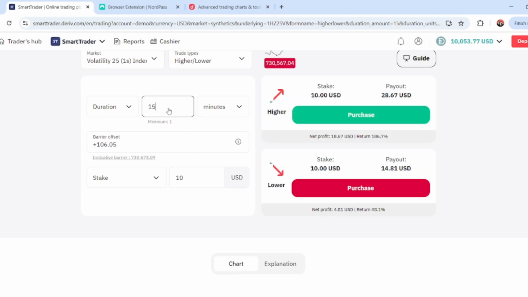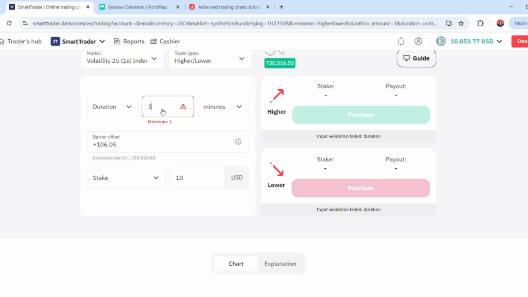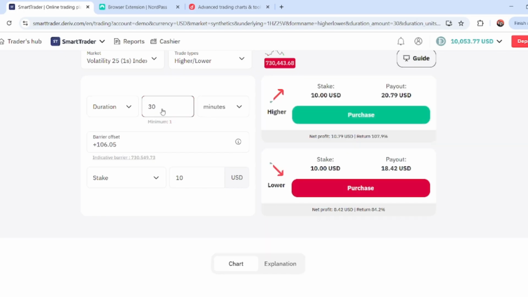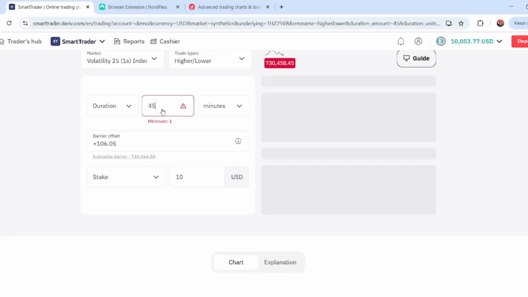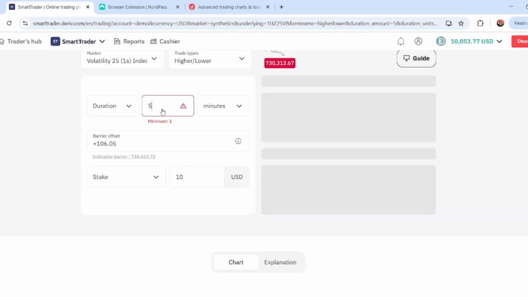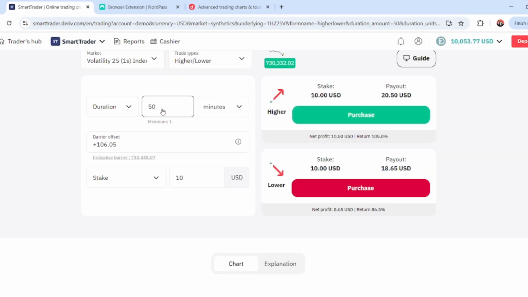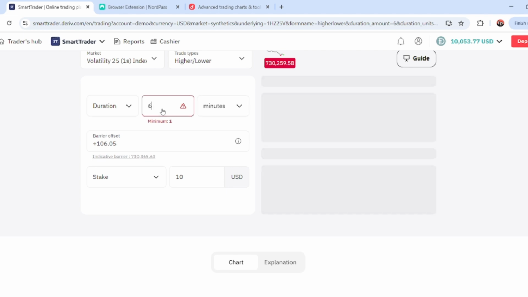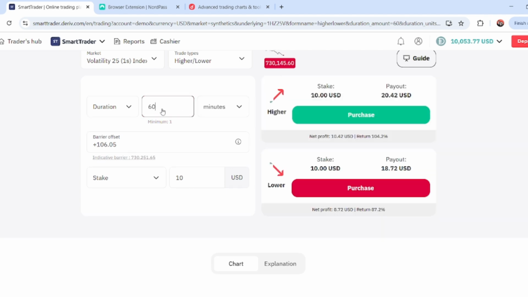Well, I think the maximum duration in minutes is 15 minutes. Let me try out 30 minutes. Yes, you can do 30 minutes, 45, 50. Let me try 60. You can do 60. 60 is 1 hour. With a 60 minutes contract duration, you can still see the payout is still the same, 1:1.